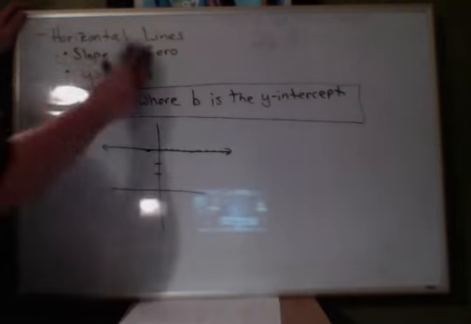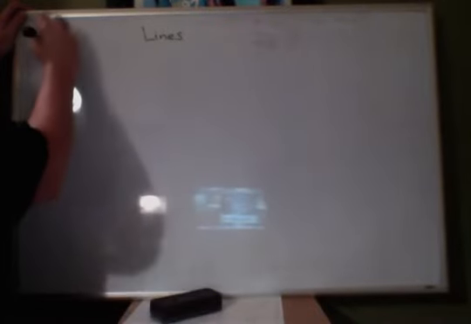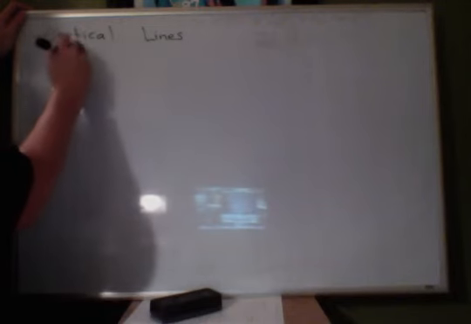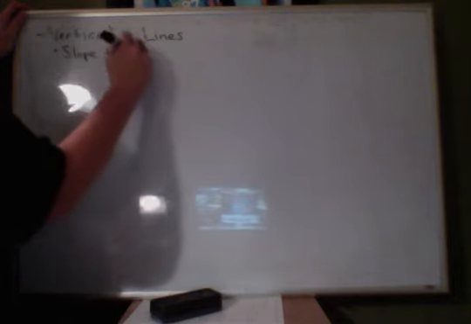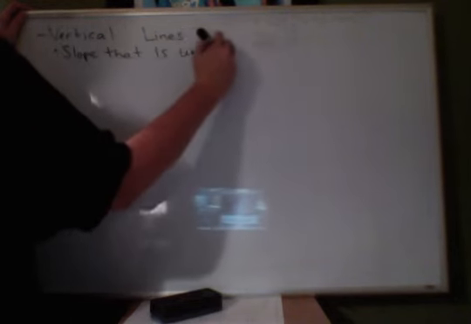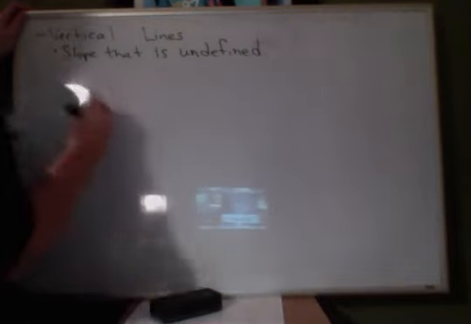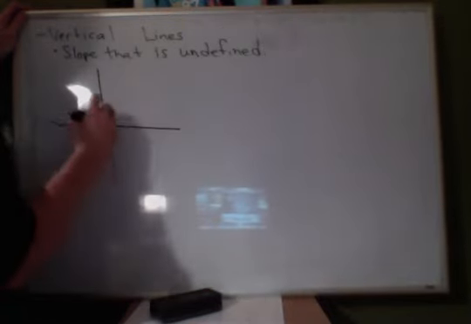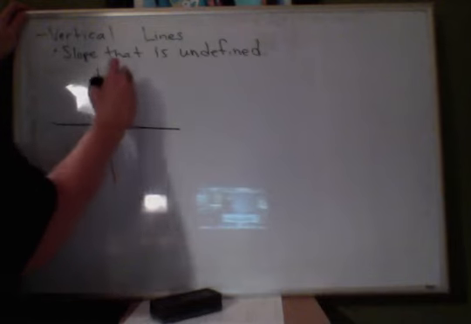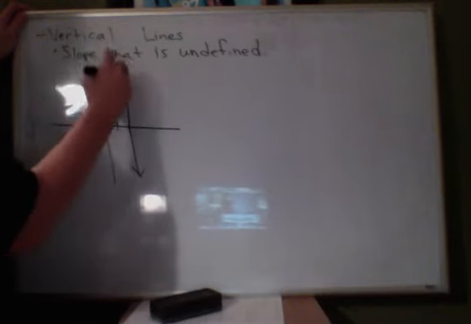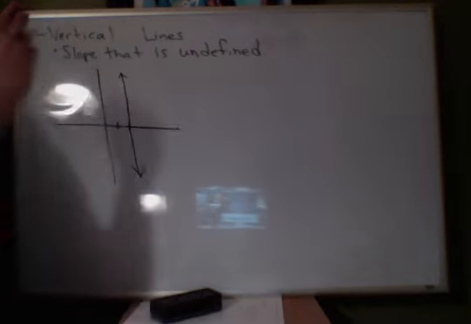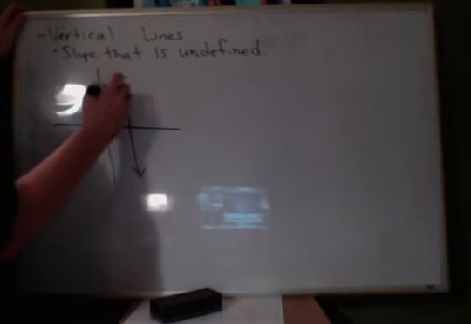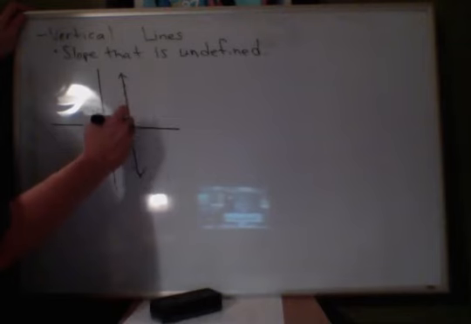Okay, so in a similar way, we have to talk about vertical lines. Okay, vertical lines have a slope that is undefined. And we can't really put undefined into an equation of any sort. So we're going to look at what a vertical line looks like. And I'm just going to choose one here. And we're going to think about all of the ordered pairs on this vertical line.